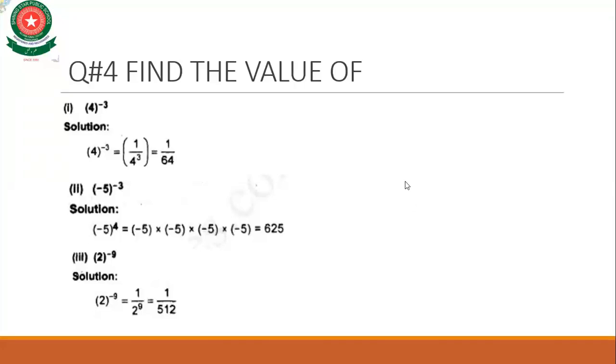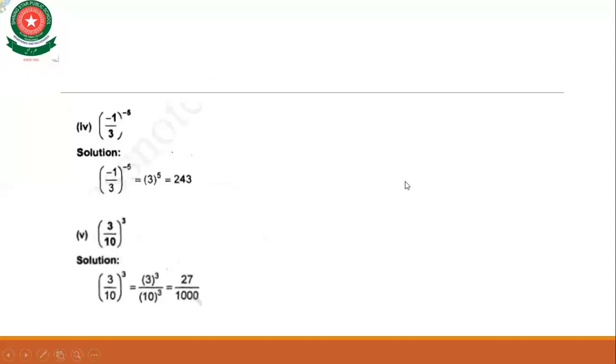which is minus 1 over 3 power minus 5. So here again we have to take the reciprocal, and when we take the reciprocal, the expression will be 3 over minus 1 power 5. We know that everything divided by 1 is equal to itself. So we will write minus 3 power 5, and the answer is minus 243.